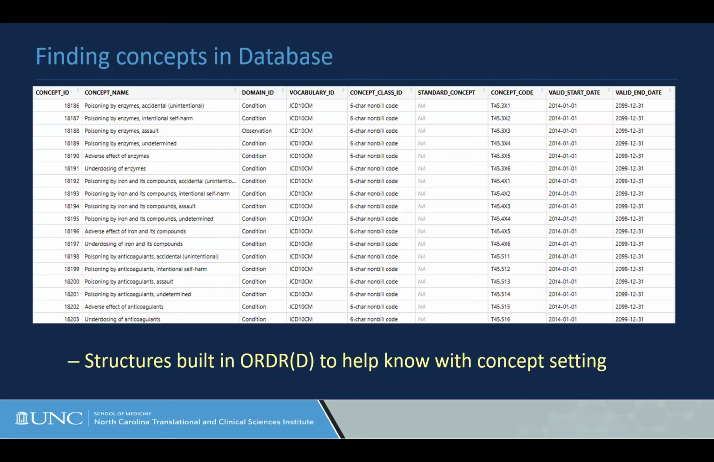One thing to note is that the concept table is really a vocabulary structure. So it represents the comprehensive vocabulary. It does not represent the presence of these concepts in your data. So if you are finding concepts directly in the concept table, it is possible, or maybe even likely, that you will identify concepts that possibly do not exist in your data.